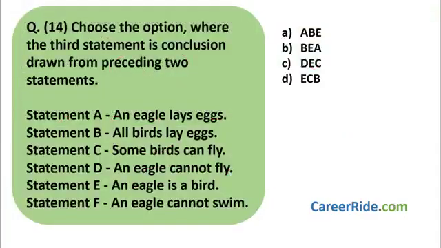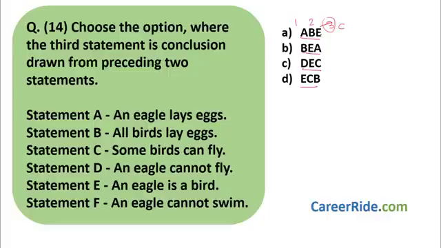Choose the option where the third statement is the conclusion drawn from the preceding two statements. Now over here, this is similar to what we did in the previous question. The only thing is that here in the options they have directly given the three statements. Combination of three: A, B, E; B, E, A. So here this is the first, this is the second, this is the third, which should be the conclusion. So we have to choose which option, where the third is the conclusion of 1 and 2.